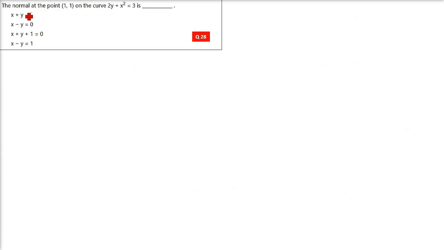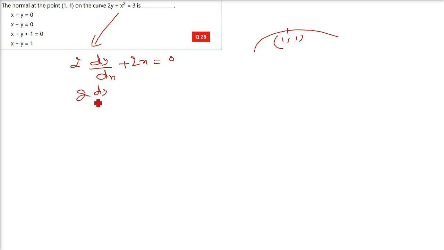This is also a different kind of question. The normal at the point (1, 1) on the curve, this one. So this is the point being given, (1, 1). You already have the curve and the point, but please remember it's normal, not tangent. So I'm differentiating this: 2 dy by dx plus 2x is equal to 0. 2 dy by dx is equal to negative 2x. 2 you can cancel. dy by dx is negative x.